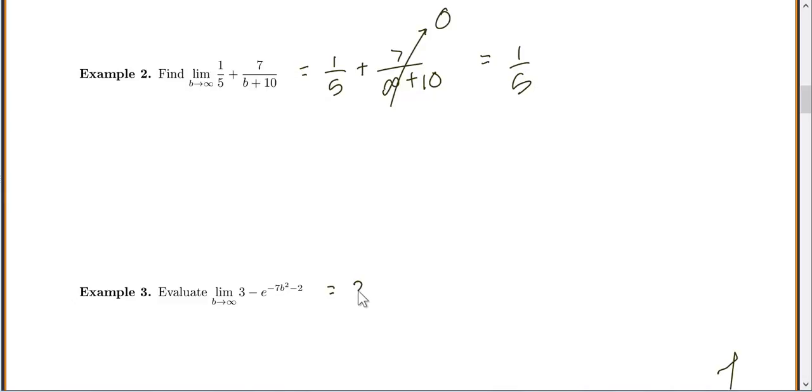And this next one, let's go ahead and plug in the infinity. So 3 minus e to the negative 7 times infinity squared minus 2.